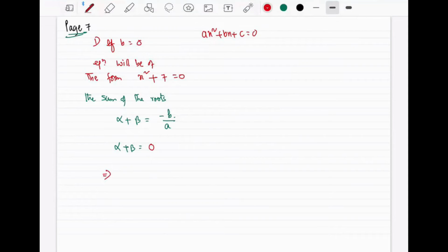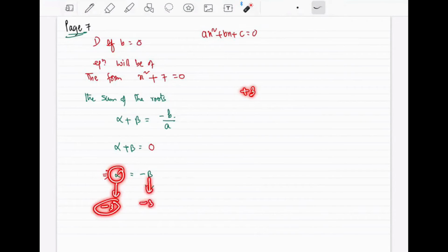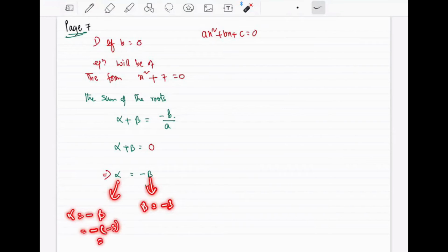Then you can do a little bit of transposition, take the beta to the other side. Beta has a plus sign on the left hand side. Take it to the right hand side, it will become minus, right? So alpha is equal to minus beta. What does this deduction indicate? If one of the roots is plus 3, that is alpha is plus 3, the other will be minus 3. Or if we assign the value of beta first, let's say beta is minus 3, what will be alpha? Alpha is minus beta, so it will be minus of minus 3, which is 3.